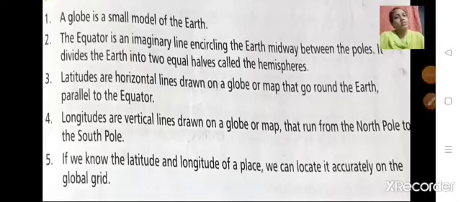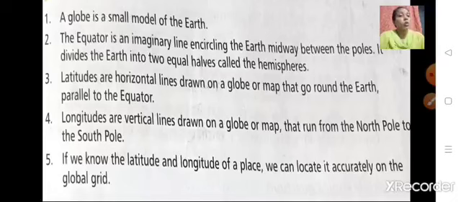Children, here we come to the end of our chapter. Let's summarize the entire chapter. So I want even you all to read along with me. Point 1. A globe is a small model of the Earth. Point 2. The equator is an imaginary line encircling the Earth midway between the poles. It divides the Earth into two equal halves called the hemispheres. Point 3.